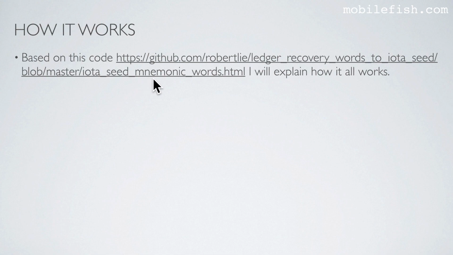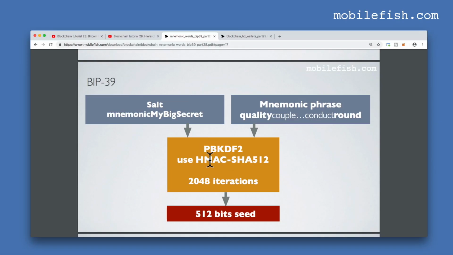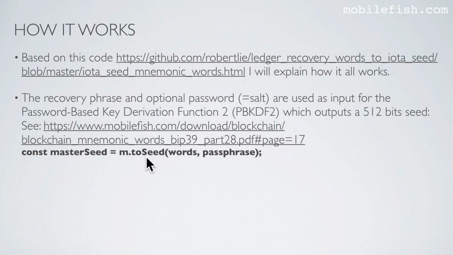Based on this code, which is my web application, I will explain how it all works. The recovery phrase and optional password, which is a salt, are used as input for the password-based key derivation function 2, which outputs a 512-bit seed. As you can see, the password-based key derivation function 2 uses the passphrase and the recovery words as input, and it outputs a 512-bit seed. And this is how it is coded.